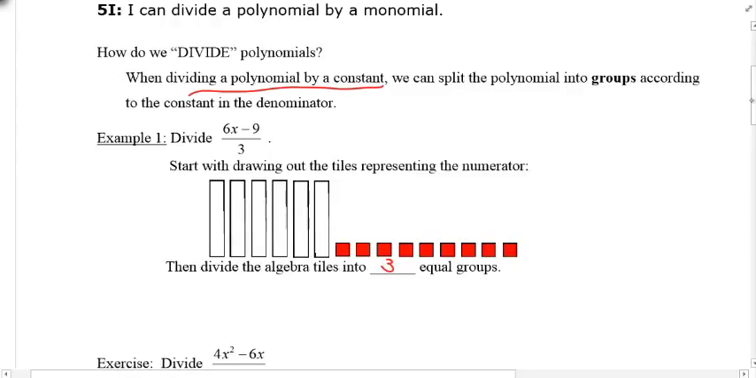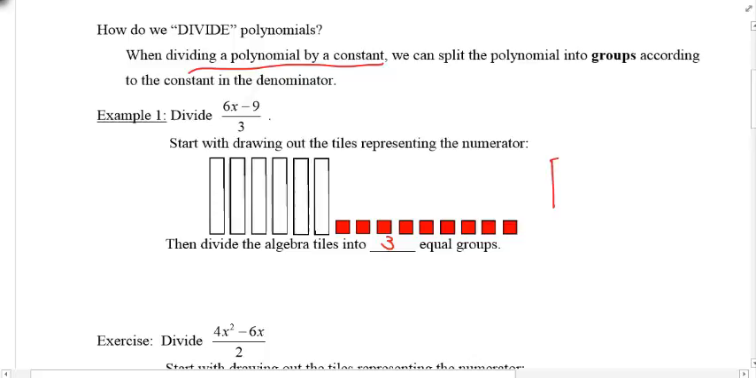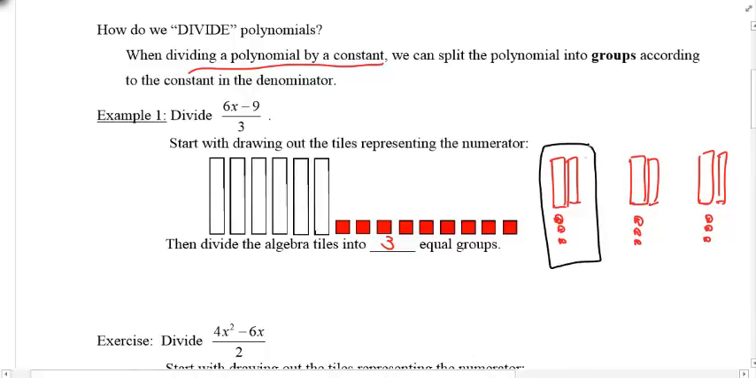So how do I split into 3 groups? Well, 6 of the x's. I'll have my 3 groups here: 1, 2, 3. And 4, 5, 6. So I'm dividing it into 3 groups. I'm going to take my 9 little squares and divide that into 3 groups: 1, 2, 3, 4, 5, 6, 7, 8, 9. And your final answer tells me how many tiles are in one of the groups. In this case, 2 x's and then 3 negatives. So ultimately, 6x minus 9 divided by 3 is just equal to 2x minus 3.